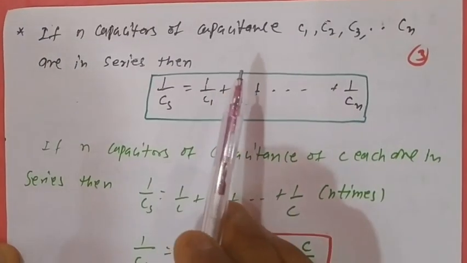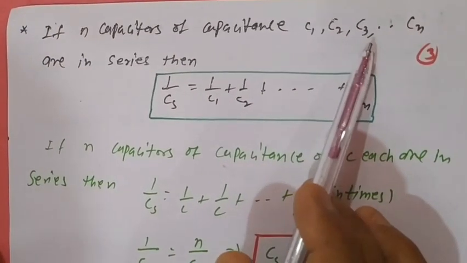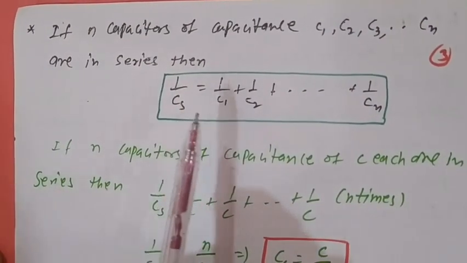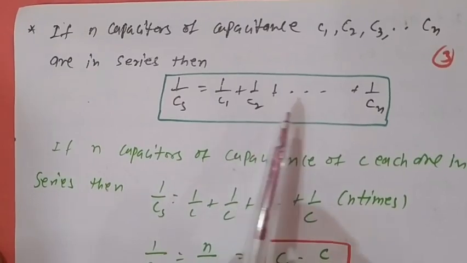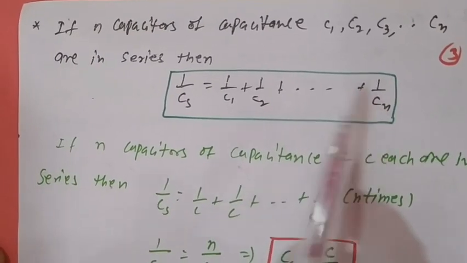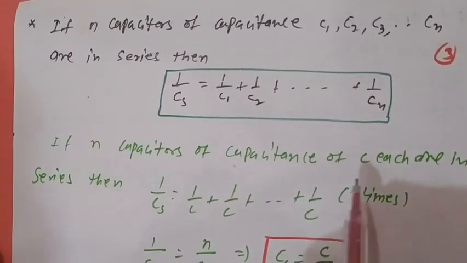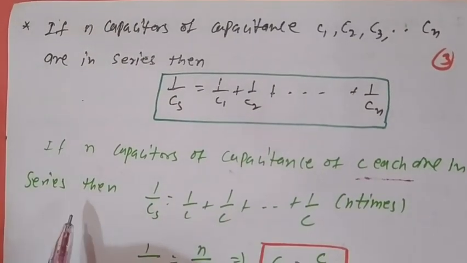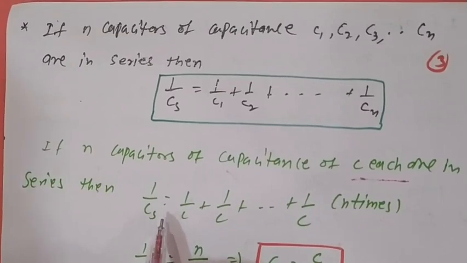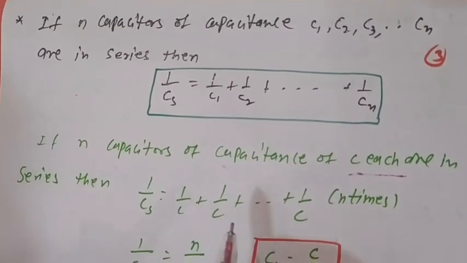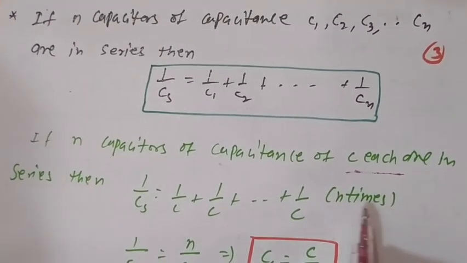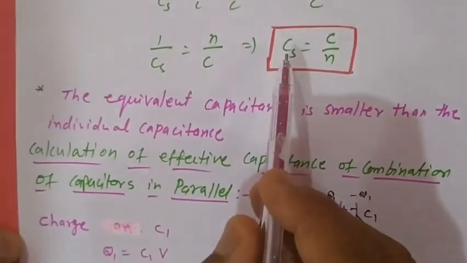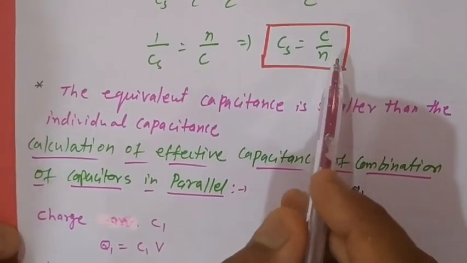If n capacitors of capacitance C1, C2, C3 up to Cn are in series, then 1 upon CS equals 1 upon C1 plus 1 upon C2 plus up to 1 upon Cn. If n capacitors of capacitance C each are in series, then 1 upon CS equals 1 upon C plus 1 upon C plus up to 1 upon C. How many times? N times. So 1 upon CS equals what? N upon C, and we get CS equals C upon N.